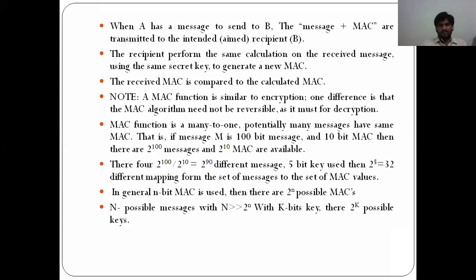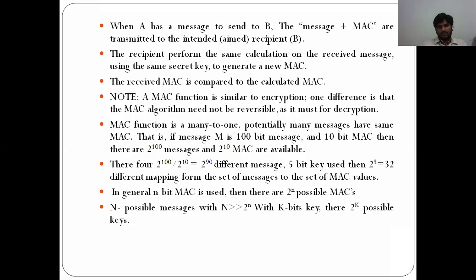When A has a message to send to B, then the message plus the MAC, the message authentication code, is going to be transmitted, intended for recipient B. The recipient performs the same calculation on the received message using the same secret key to generate a new MAC. The received MAC is compared with the calculated MAC.